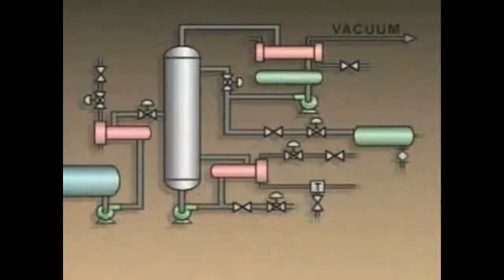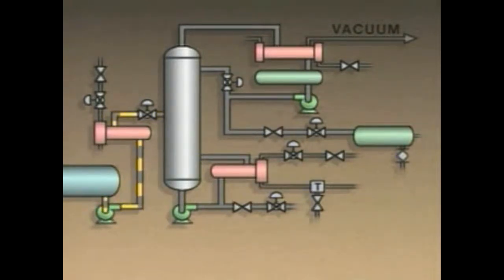To demonstrate typical procedures for a short-term shutdown, we'll use this simplified flow diagram of a vacuum distillation system that separates a binary feed mixture. Keep in mind, though, that the procedures we'll see should not be substituted for the specific procedures used in your plant. In this system, the first steps in the short-term shutdown involve stopping the flow of feed mixture to the column.